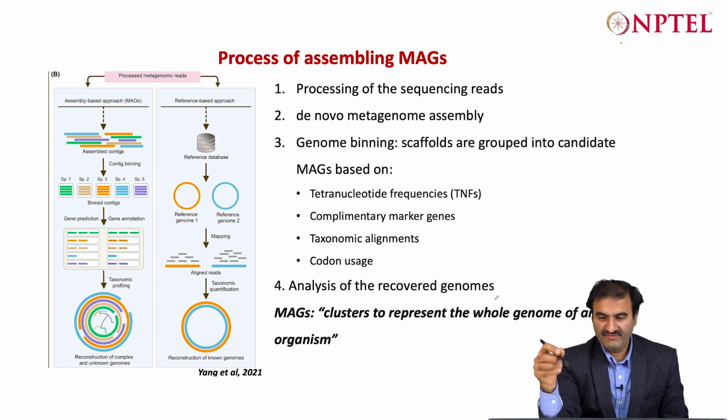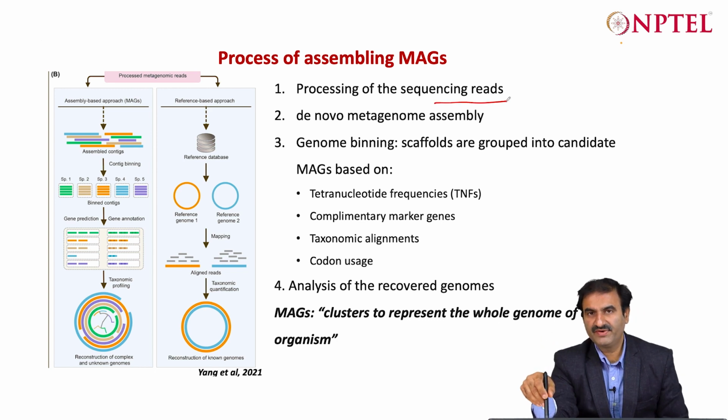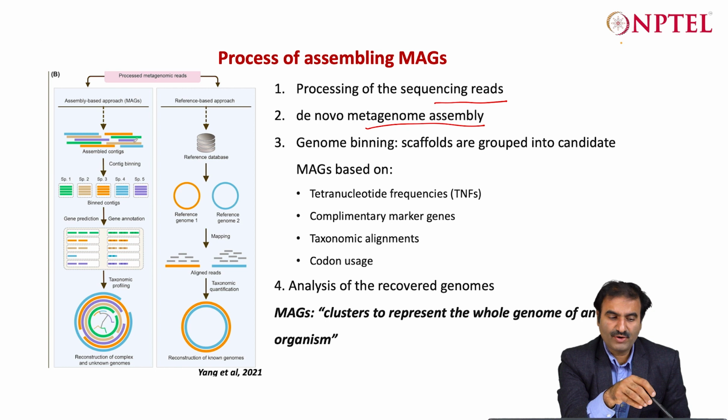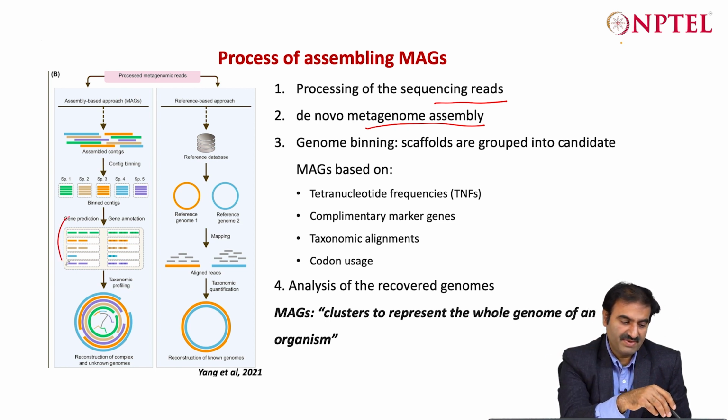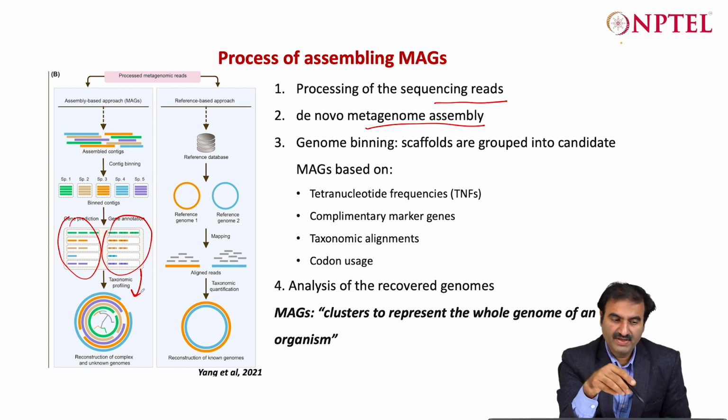So the processing will be like this: you will have the sequence reads. Once you have done the quality filtering and other steps, you will go for the de novo assembly, okay, and then the contigs that you have got, you can classify them into various bins, right, using several criteria like composition or marker genes that we will discuss later, and then do the gene prediction and the annotation, and then try to reconstruct the genome. This is the assembly based approach, okay, the MAG approach.